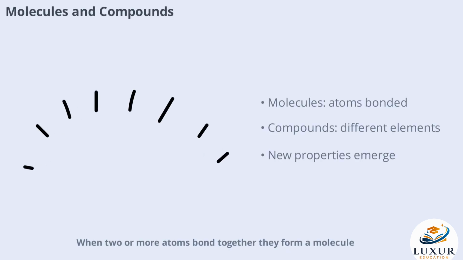When 2 or more atoms bond together, they form a molecule. If the atoms are from different elements, the molecule is called a compound. Compounds often have properties that are completely different from the elements they're made of. For example, sodium is a reactive metal and chlorine is a toxic gas, but together they form table salt, which is safe to eat. The way atoms bond and arrange themselves in molecules determines the properties of the substance.